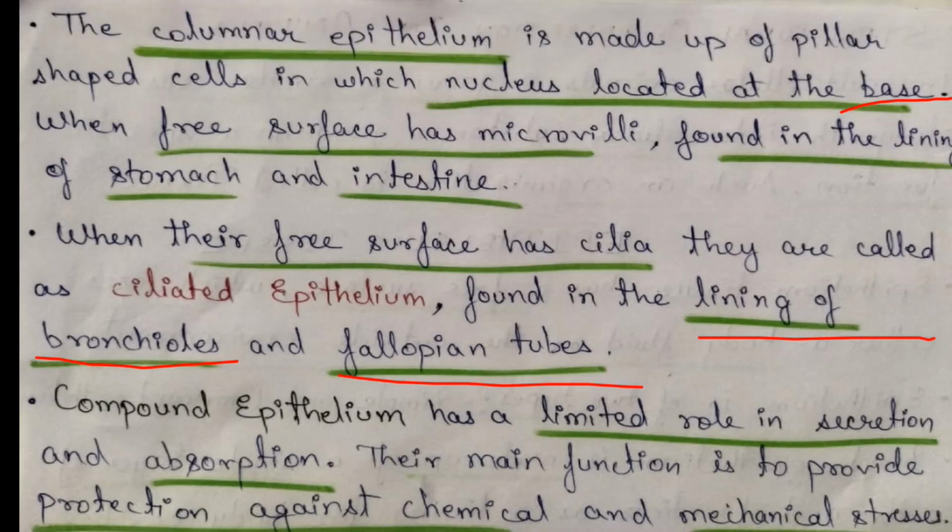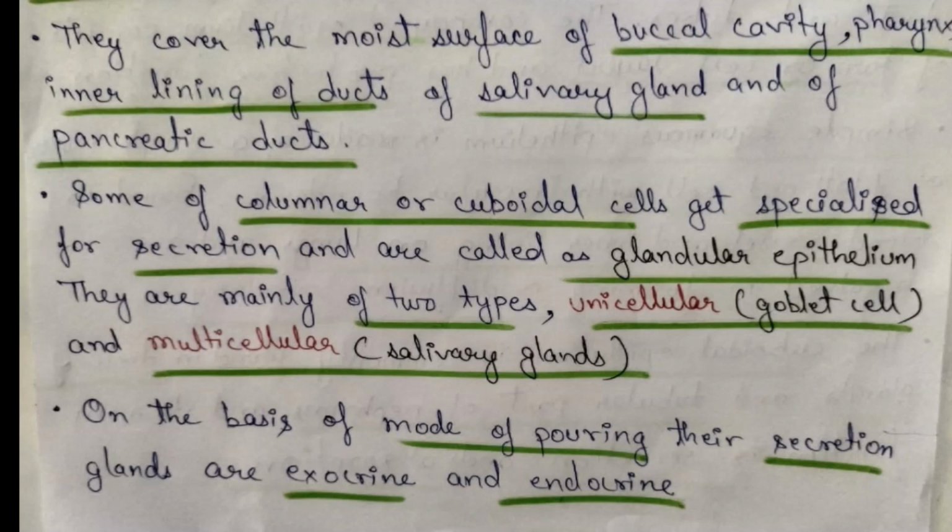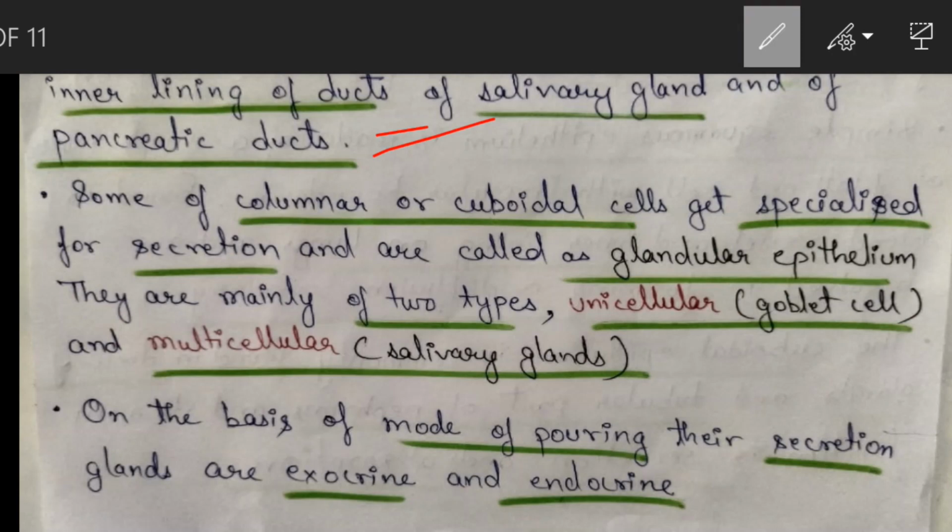Next we look at compound epithelium, which has a limited role in secretion and absorption. So compound epithelium does not deal with secretion and absorption. Their main function is to provide protection against chemical and mechanical stresses. They cover the moist surface of the buccal cavity, pharynx, the inner lining of ducts of salivary glands, and of pancreatic ducts. You should remember these are very important examples.